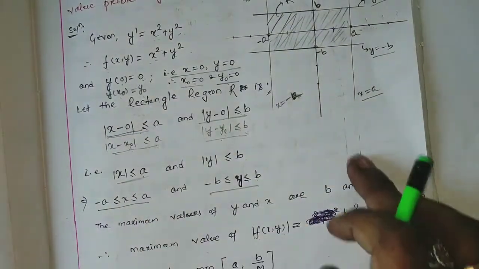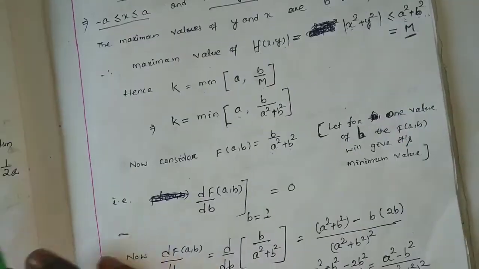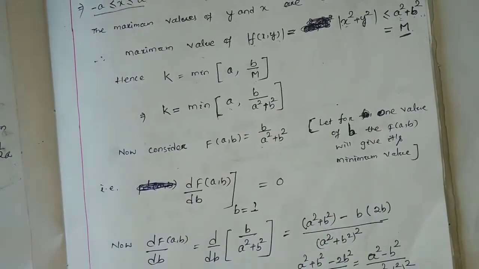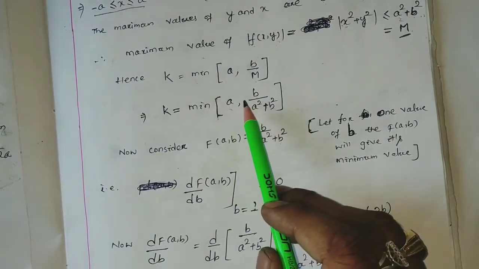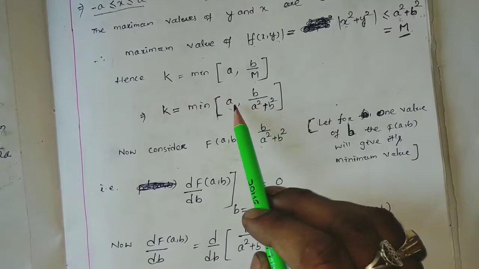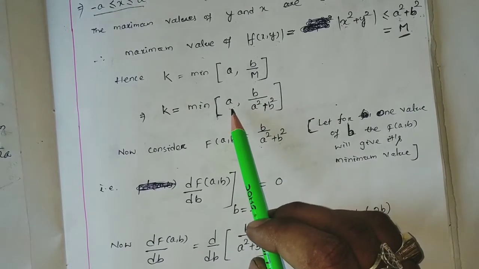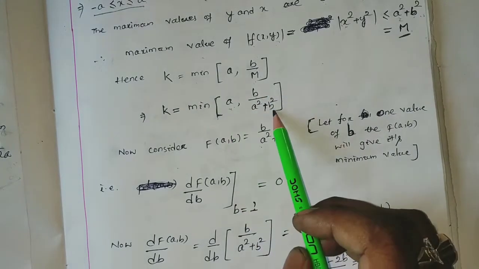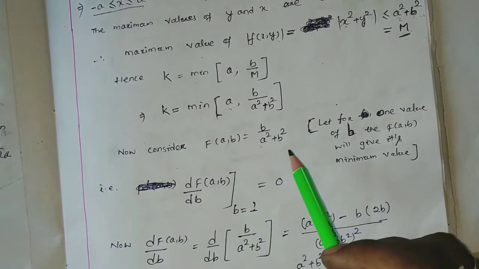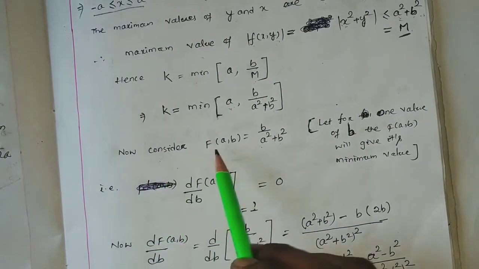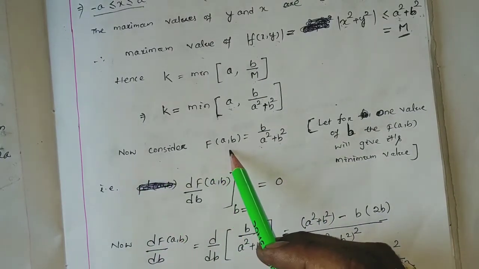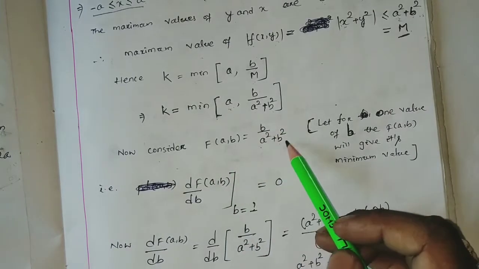Okay, whatever I drew here, only for that, to find the minimum value between this and this, which value is the minimum, or the minimum value of b by a square plus b square, what do we have to do? Let us now consider f(a,b) as another function, which is nothing but b by a square plus b square.